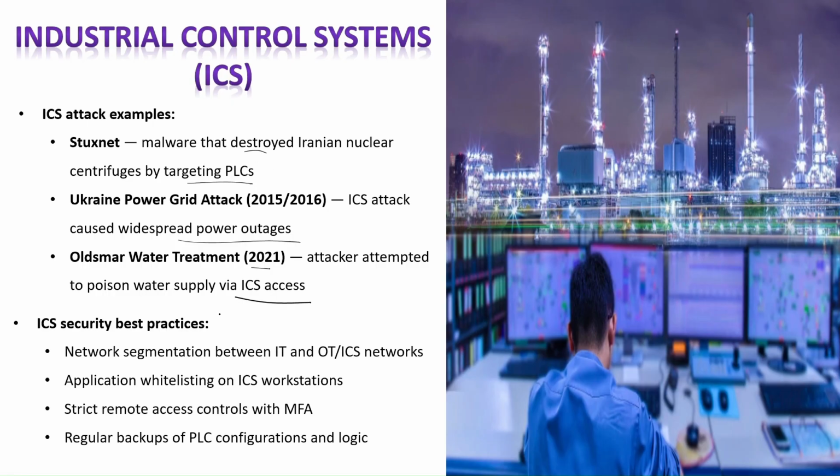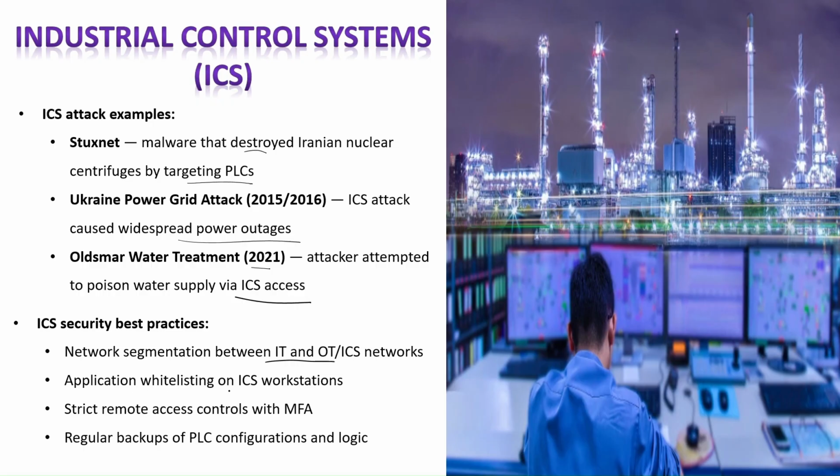So what are some best ICS security practices? Network segmentation between the IT and OT ICS networks. Because the IT network, if it is not air-gapped, is accessible from anywhere through the internet. So it is very important that these two networks are air-gapped and segmented.